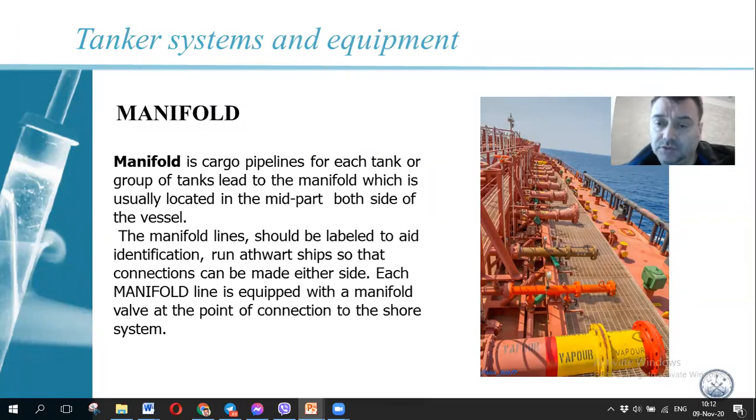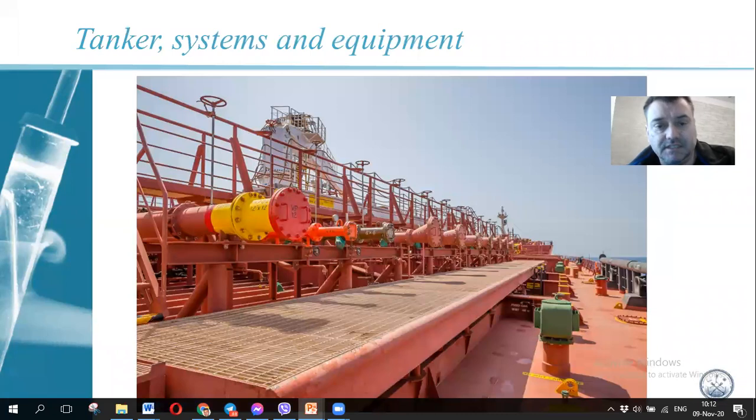So that we will also check later, and I will point it out to your attention. This is a view of the cargo manifold. Below the cargo manifolds, you can see the drip tray, which is like a small drum. If you have leakage during disconnection of the cargo manifold, the cargo must not go on deck and overboard. No, it goes to the drip tray.